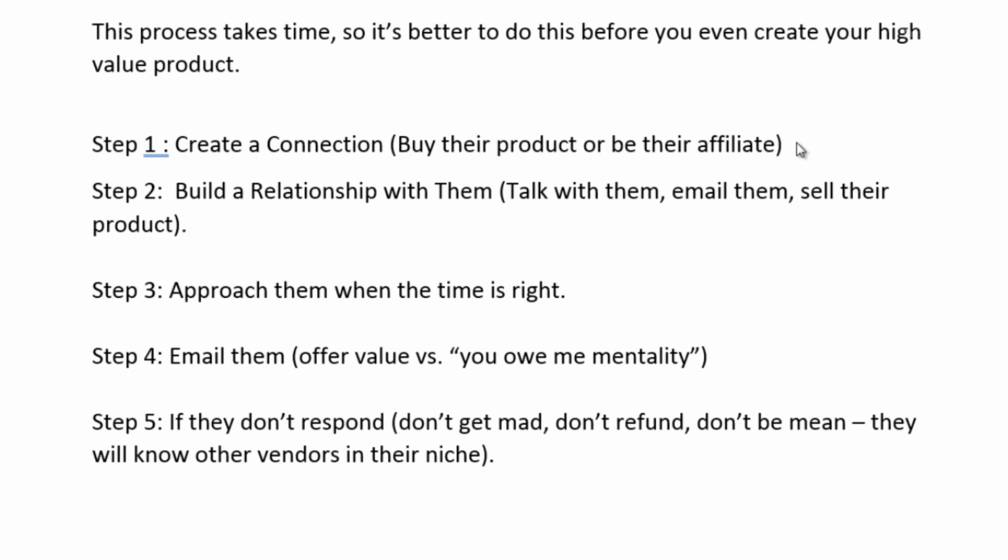Step 1 is to create a connection. Now, how do you do that? Well, there are several different ways to do that. And the first way is, of course, to buy their product. So in this case, if we're going to do something on weight loss, specifically related to foods, then what we want to do is we want to find all the vendors that are not directly related to weight loss foods, but maybe they offer things like weight loss exercises or things that are not directly in competition that they would more likely say yes. So you can buy their product, or you can be their affiliate and promote their product, which we'll talk more about in the next video.